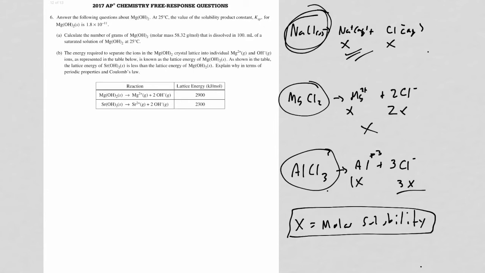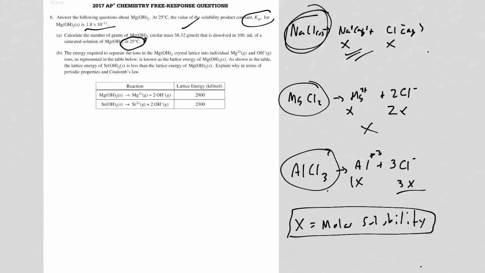Here we go. The first part says the KSP is this value here. So they're giving you KSP, and they say calculate the number of grams that could dissolve in 100 milliliters of water. And they even give you the GFM to make your life easier, okay? And they're giving you the temperature.